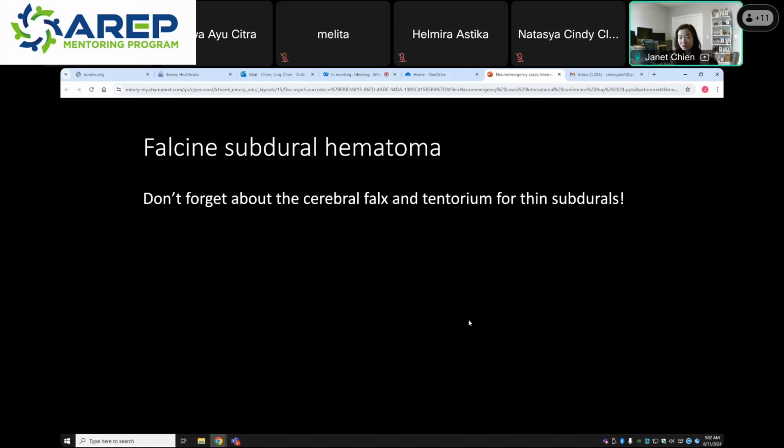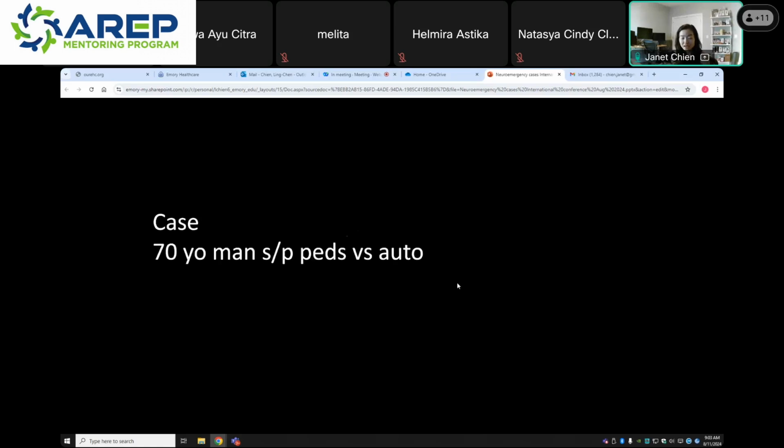It's a falcine subdural hematoma, right? So, when we're looking at trauma scans, we're carefully looking at the convexities for subdurals. But remember, subdurals you can also see along the falx and tentorium. So this case is just a quick reminder that we want to look in those areas as well for thin subdurals. All right, next case is a 70-year-old man who was hit by a car.